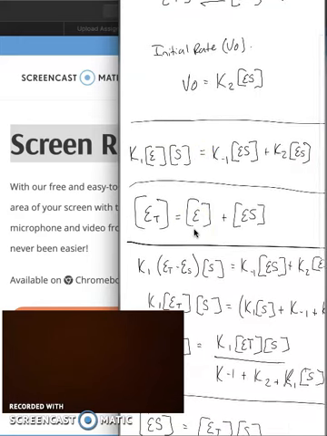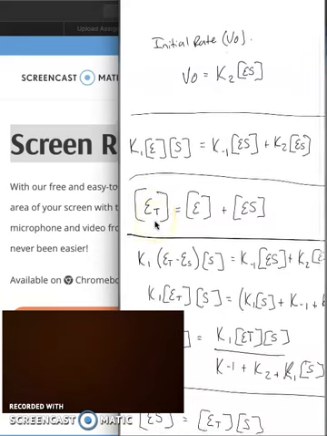And then when we move down a little bit more, we also don't know what E is because it is the concentration of the free enzyme. We know it's the concentration of the free enzyme, but we don't know the amount of that. But we do know that the sum of the free and the bound enzyme is equal to the total concentration of the enzyme. So you've got E and ES equals E total.